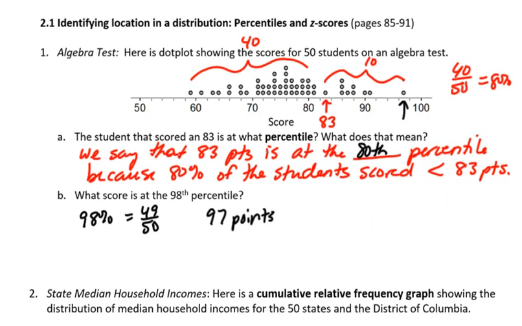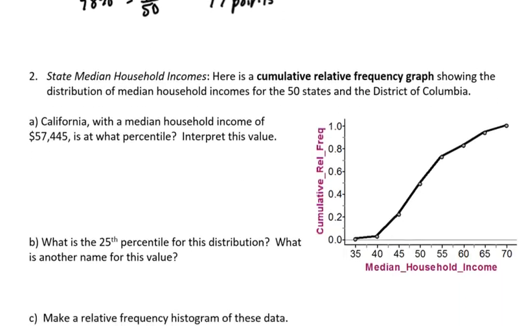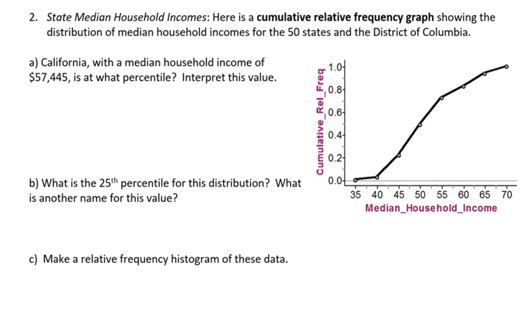Now, a graph that goes very well with percentiles is the cumulative frequency graph. Because what a cumulative frequency graph tells us is the percent of the data that lies below any of the values on the x scale. So in this situation, the x scale represents the median household income of an entire state. The data was collected for the 50 states and the District of Columbia.